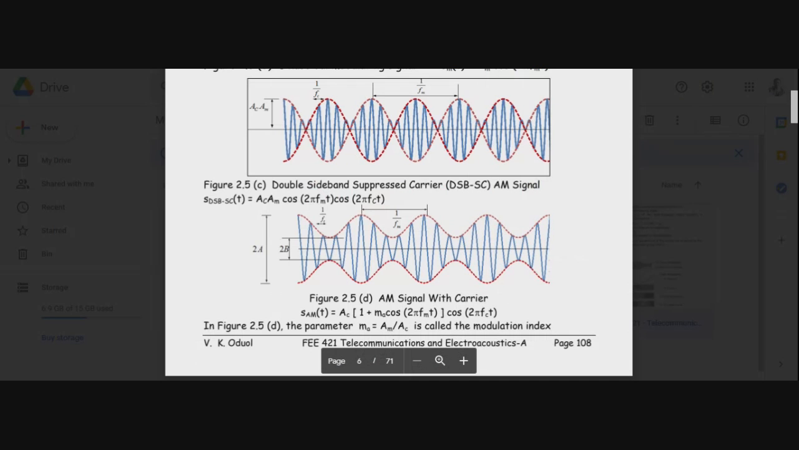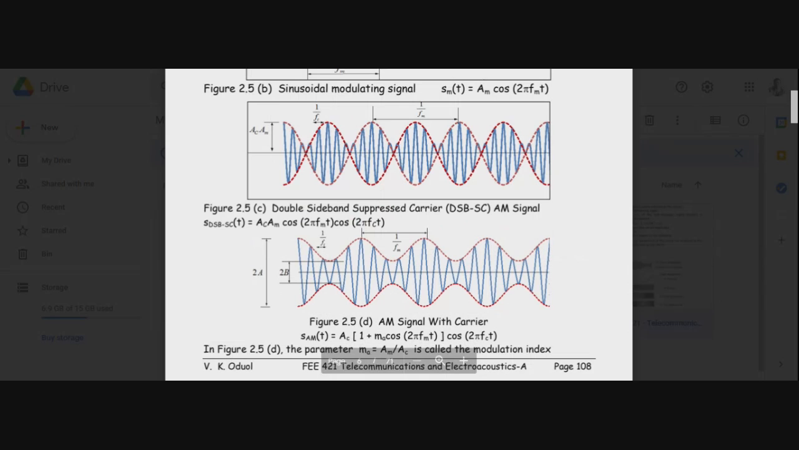In figure 2.5C, you can see the dotted outline. This is the double sideband suppressed carrier signal. The dotted outline is the modulating signal, which is red. It starts up on the positive side, and it crosses down and up and so forth.